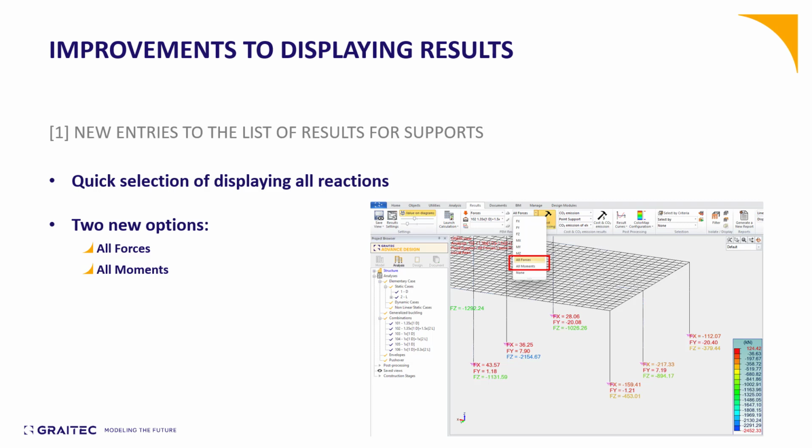In this version, we have four very useful new features related to the graphical display of results. I will start with a small improvement related to support reactions. Now we can easily select directly from the ribbon two new items: all forces, for simultaneously displaying force reactions in all directions, and all moments, for displaying values for all moments. So there are just new positions on the list in the ribbon.